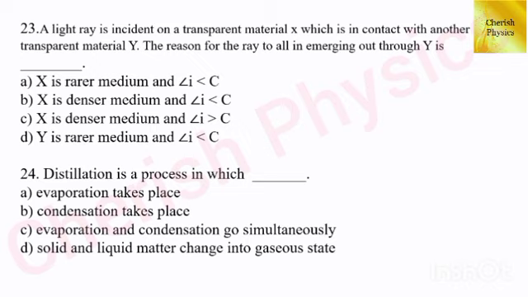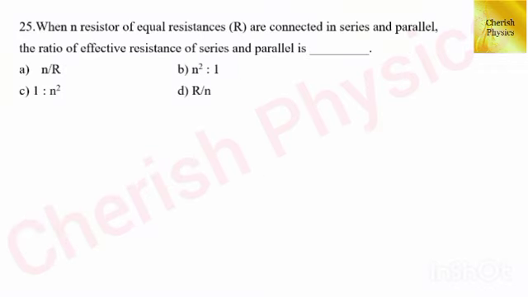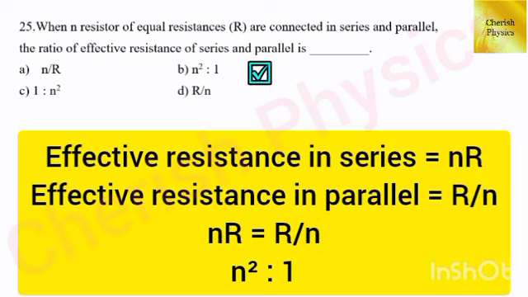24th question. Distillation is a process in which dash. The answer is option C. Evaporation and condensation go simultaneously. 25th question. When n resistors of equal resistances are connected in series and parallel, the ratio of effective resistance of series and parallel is dash. The answer is option B. N squared is to 1.